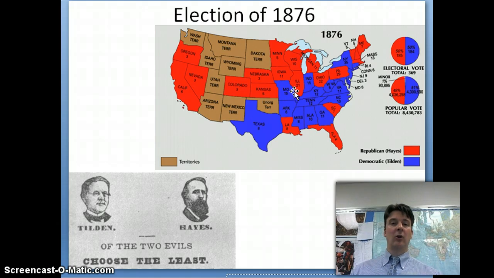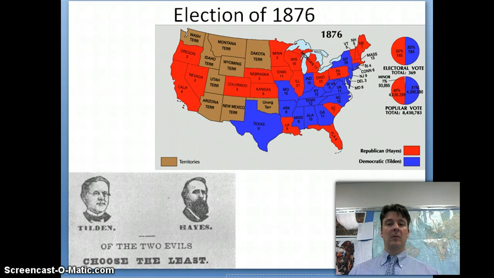Rutherford B. Hayes became known as Rutherfraud, and you have this scenario playing out again where the person who got the most popular votes, as you can see here, Tilden won the most popular votes, does not become president, and it's possible Tilden actually won the Electoral College, but that was in dispute.